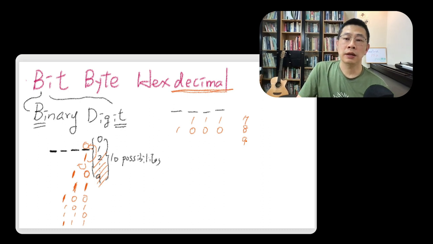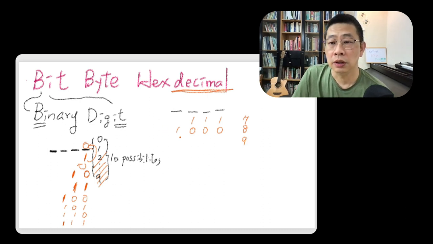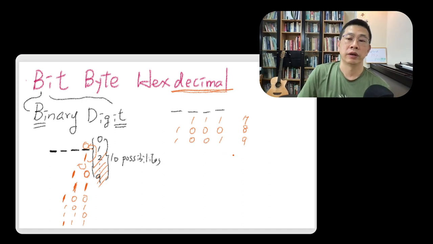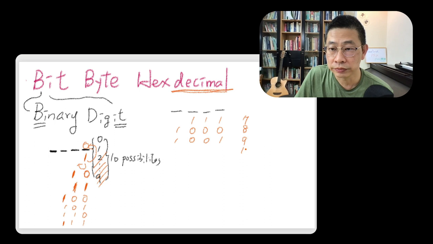For 9, we can have 8 plus 1, right? It's easy to do. And what about 10? 10 is 8 plus 2, or 9 plus 1, okay? So you keep doing this.